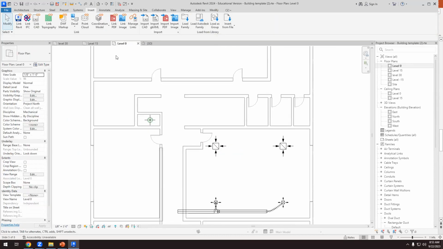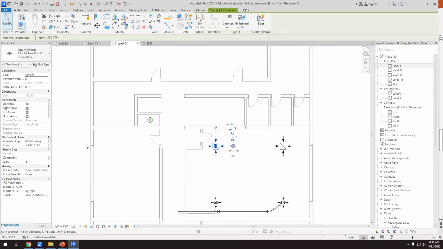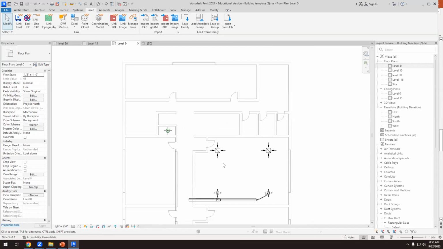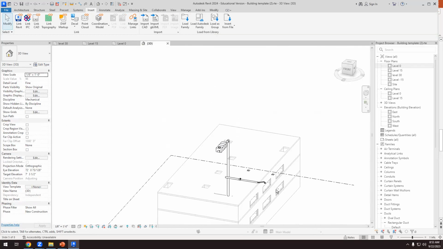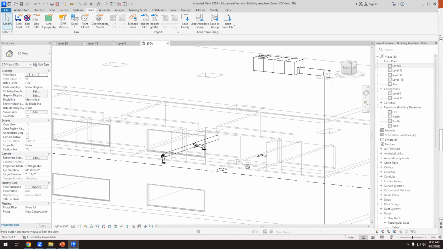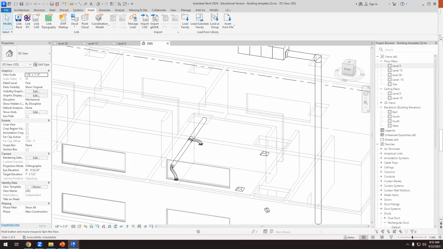So return diffusers. Now, what's the airflow? The airflow has to be 300 and 300. And we have to change the elevation. The elevation by default is 0. We have the same elevation, 11 and 11. Make sure that before moving to another room, everything works well. Look at the 3D view. Let's see that the diffusers are at the same level.